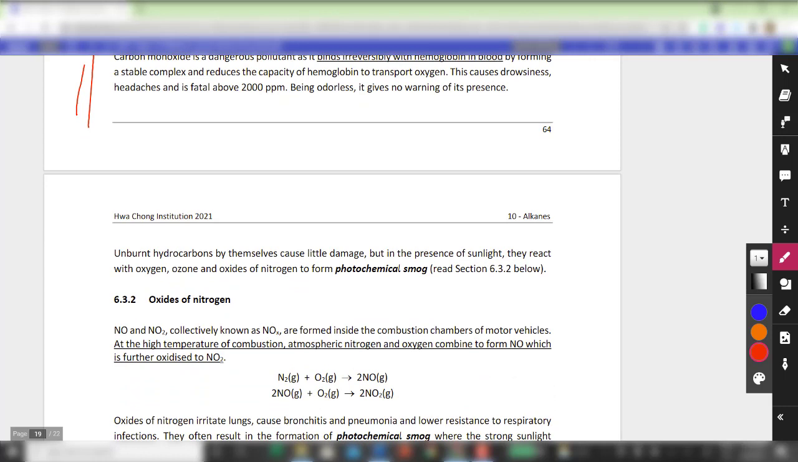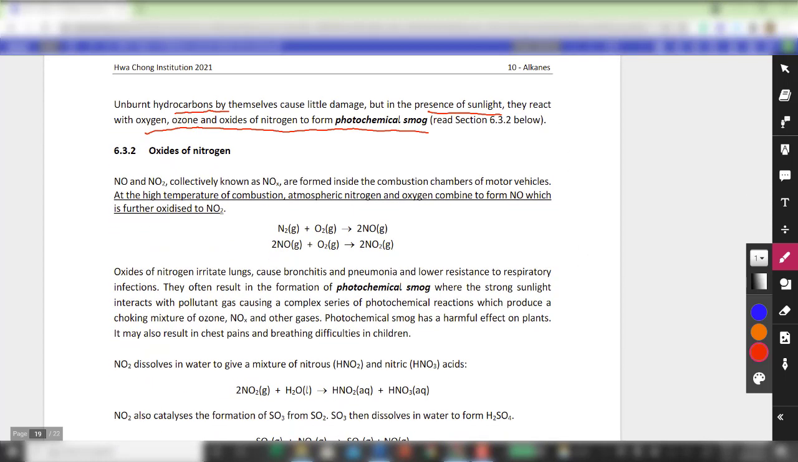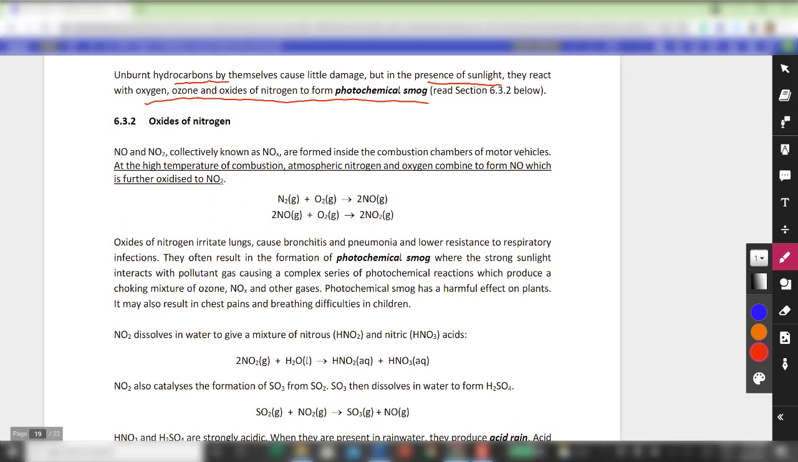And of course, unburned hydrocarbons, in the presence of sunlight, will react with oxygen, ozone, and oxides of nitrogen to form photochemical smog, which is again undesirable. Nitrogen monoxide and nitrogen dioxide are known as NOx. They are produced in the combustion chamber of motor vehicles because the highly energetic environment in the internal combustion engine possesses enough energy for oxygen and nitrogen to react. This is really undesirable, as it produces NO, and then NO gets further oxidized to give you NO2.